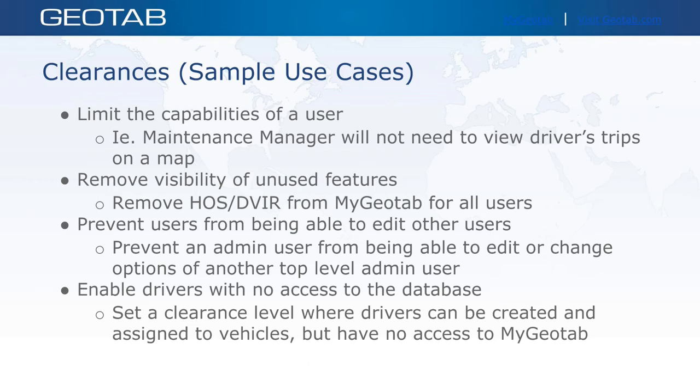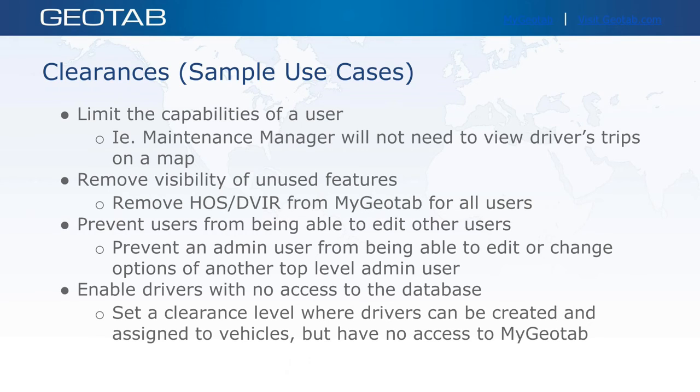Maybe you've also, and this isn't part in here, maybe you've got your default users, right? So they should only be able to see their vehicles, and they should only be able to view the map. So you can actually hide everything else in the software from them. Maybe you want to remove the visibility of unused features. So, for instance, hours of service or DVIR, you want to remove that from all the users because we don't want to incur charges.